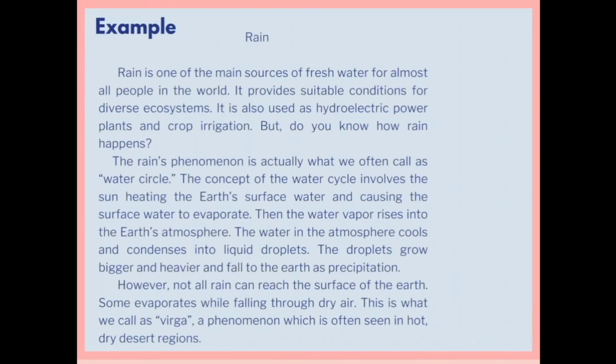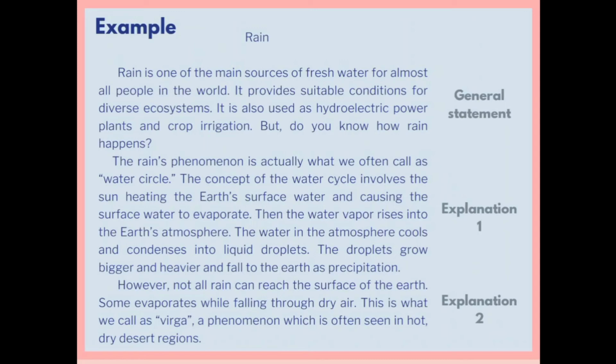Here is an example of explanation text titled Rain. The first paragraph is called General Statement, which states or introduces the rain as the main topic. The second paragraph is called Explanation 1, which gives the sequence explanation of how the rain is formed. The third paragraph is called Explanation 2, which gives further explanation or information about the rain. There is no concluding statement in this text because, as already explained earlier, this structure is optional.